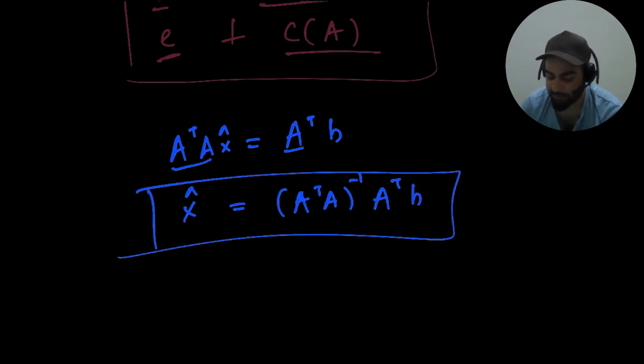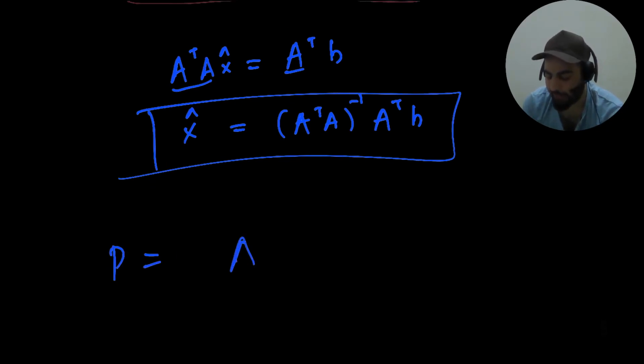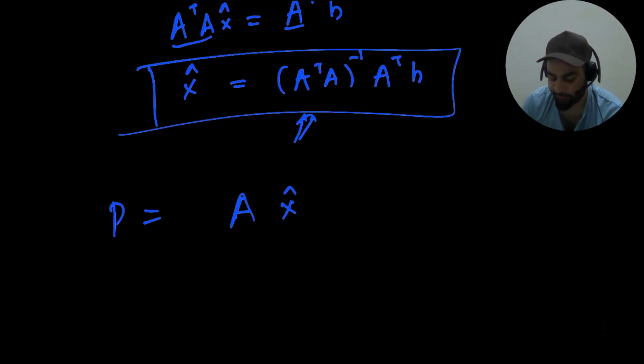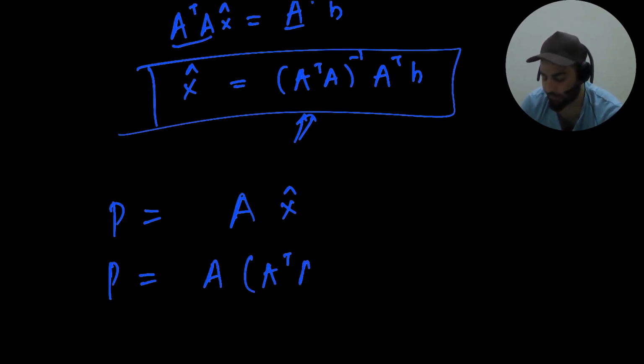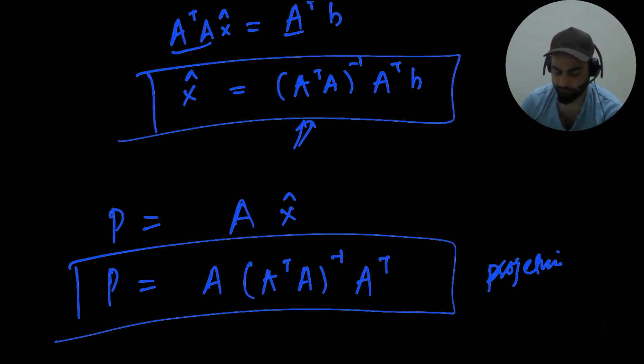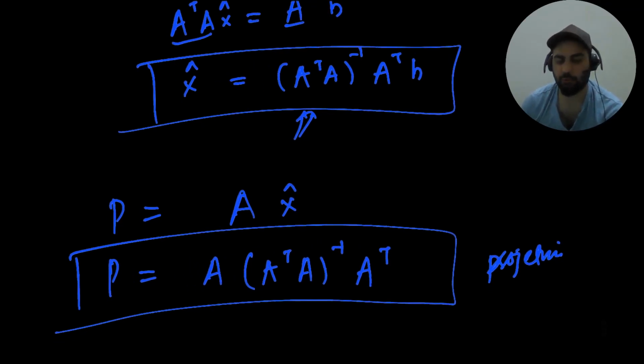So now I know that this projection basically is equal to AX. Now I have this value of X. So what I'll do is P is equal to A and put the value of X, that is A transpose A inverse A transpose. This is my projection matrix now. Is it clear? Yes, sir. Okay, this is what I wrote for the projection.